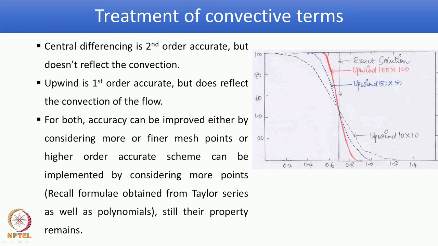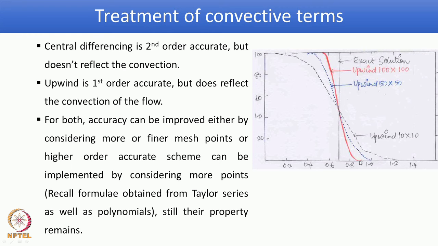So, I will give an illustration, just for a particular problem, and what is shown here is the exact solution. If you use pure upwinding with a mesh size of 50 by 50, then you get a solution as shown by the blue color. If you use a lesser mesh size for the same pure upwinding, 10 by 10, then the black line shown here is the result. If you make the mesh much finer, say in this case 100 by 100, then you get a solution as shown by this color.